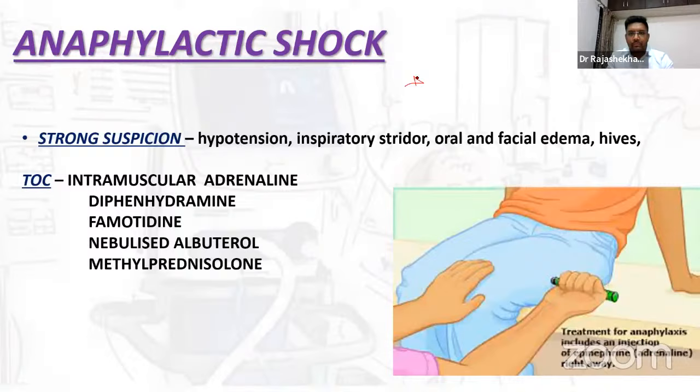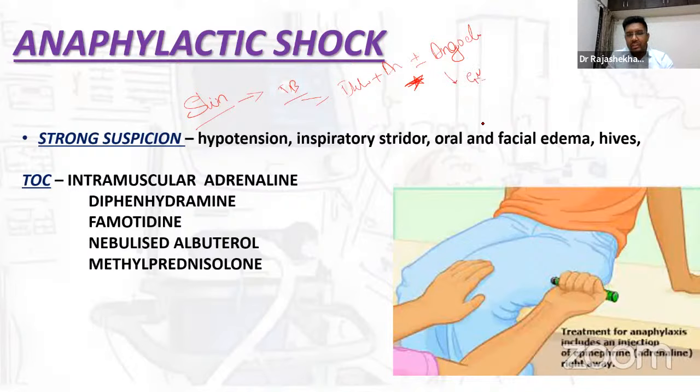A very, very important thing. How will you suspect anaphylactic shock? Patients usually have skin manifestations. For example, there is a history of an insect bite. Suddenly, after the insect bite, the patient starts to have sudden itching with urticaria, with or without angioedema. The patient might have GI manifestations. The patient can have diarrhea, vomiting, etc.